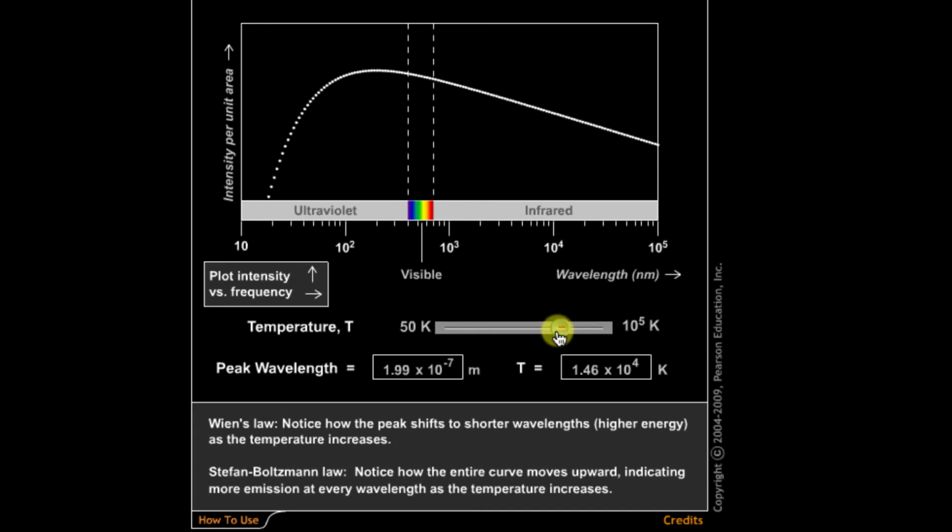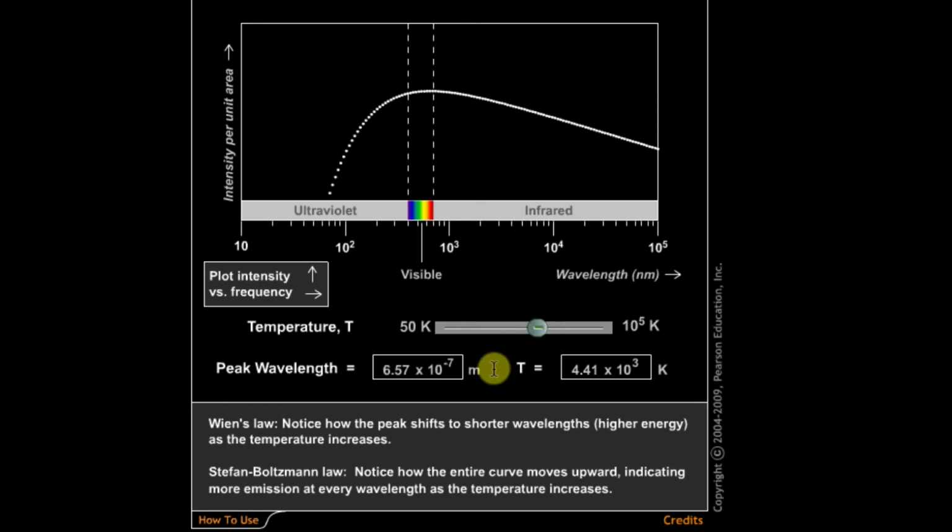If we bring it back down so the peak is in the visible, somewhere like this maybe, right in there perhaps, something like that. Here is a peak of 6.57 times 10 to the minus 7. That's 657 nanometers. That's red. That's a peak in the red part of the spectrum. That's a star that's 4,410 Kelvin. A little bit cooler than our sun. See, this is fun to play with. You can kind of pick your temperature and play with that a little bit.